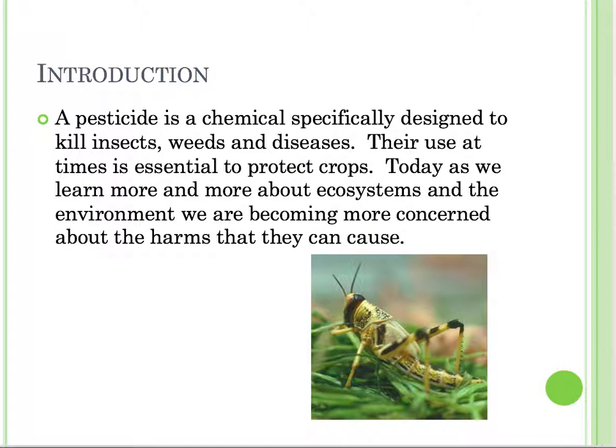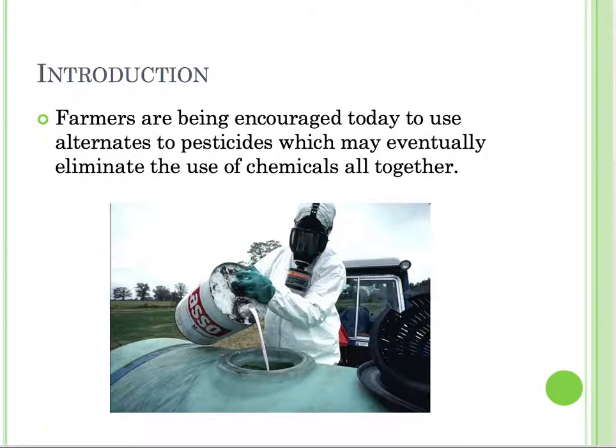A pesticide is a chemical which is synthetically designed to kill insects, weeds, and disease, and we'll have a look at what they're called in a second. Their use at times is essential to protect crops. Today, we have a better understanding of ecosystems, and we know that there are flow-on effects of harmful chemicals. And that's why we need to stop them. Today, farmers are being encouraged to use alternatives, which can eventually eliminate the use of all chemicals forever.